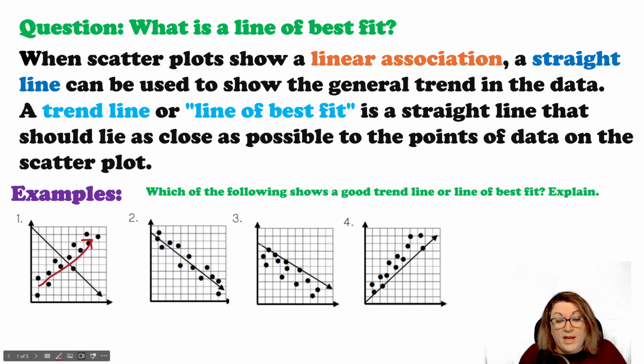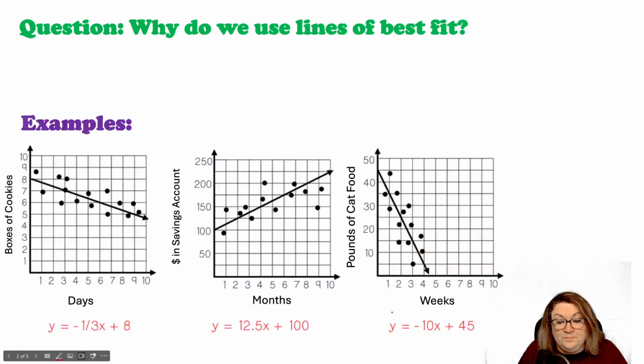And in number three, it's too high up. It's above the data. And in number four, it's below most of the data. All right, so overestimate, underestimate, I was talking about that. All right, now here is, why do we use them, right?